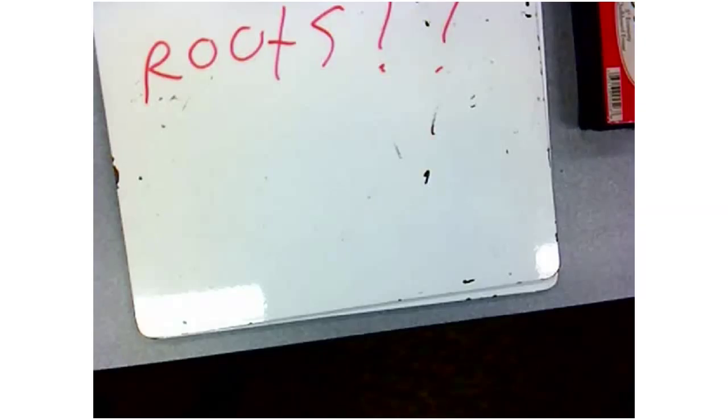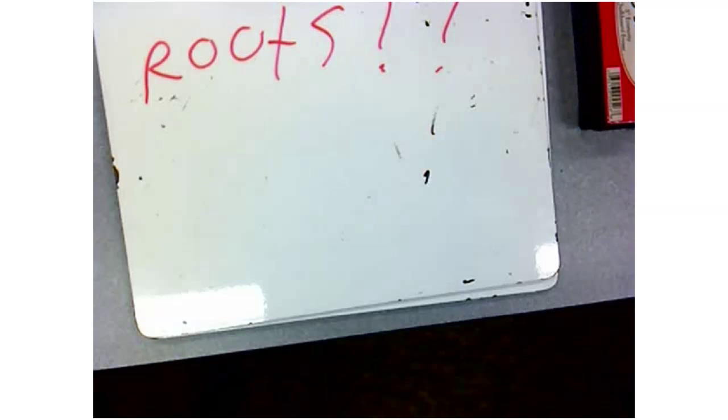So if n is odd and b is negative, there will be no non-negative roots. We'll test this out. Don't worry. In this case, the principal root is negative.